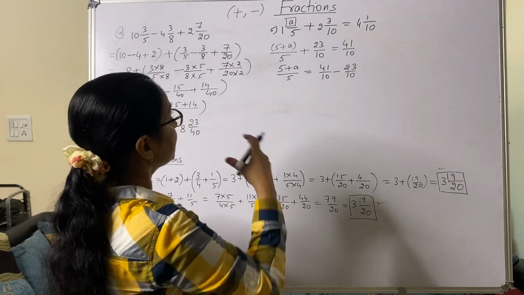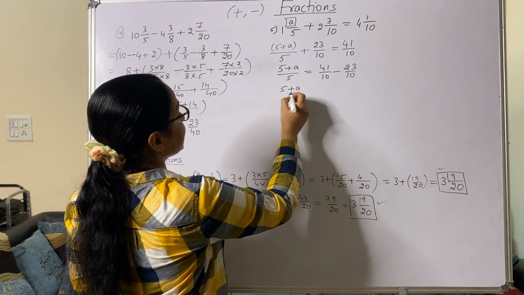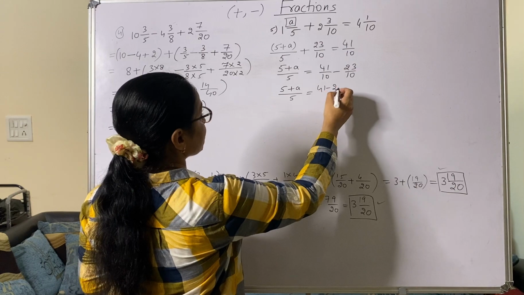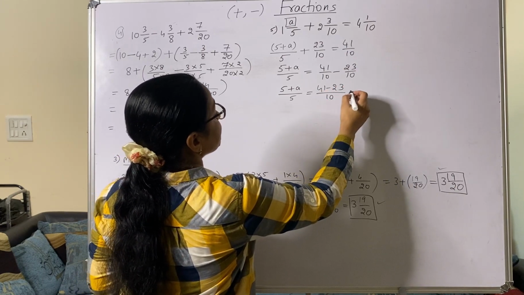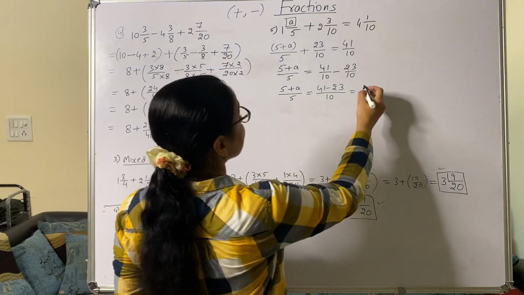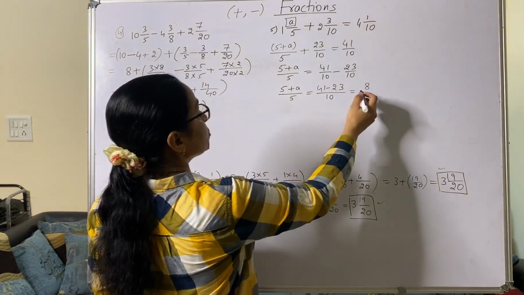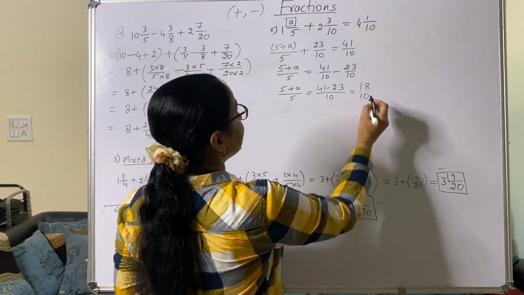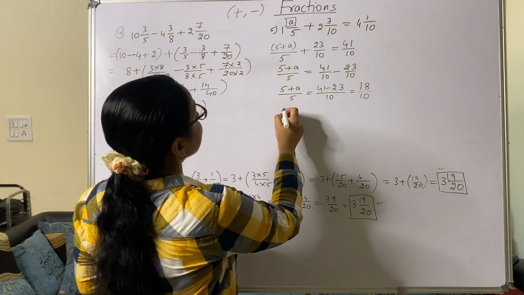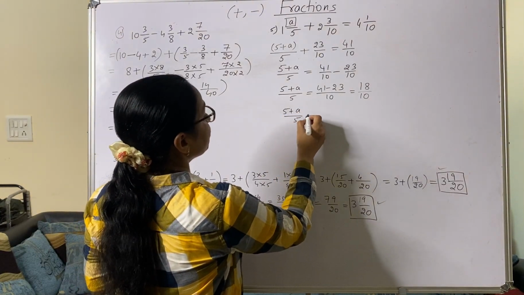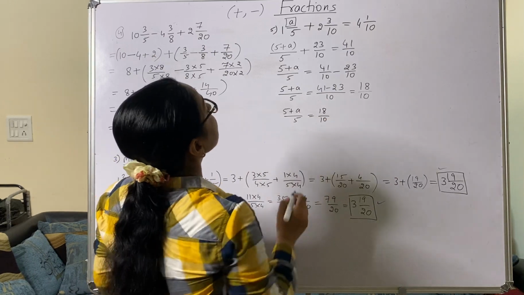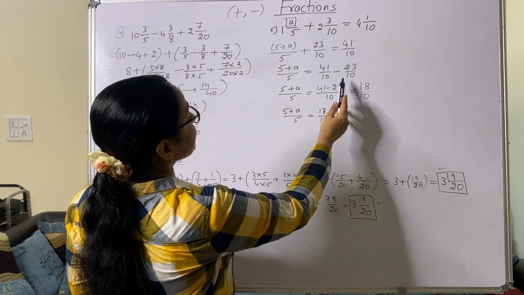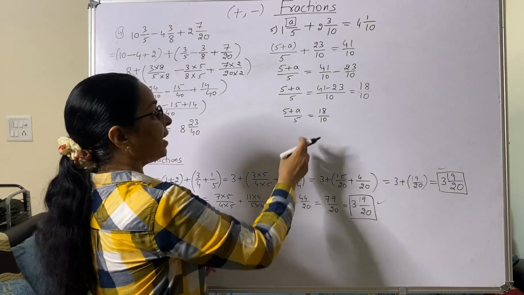Okay, now let's do it. It's 5 plus a by 5. So 41 minus 23 would be what? It should be 11 minus 3 is 8. Okay, and 3 minus 2 is 1. Right, so it should be 18 by 10. So it is 5 plus a over 5 is 18 by 10. Let's just check it. It's 11 minus 3 is 8 and 3 minus 2 is 1. Yeah, fine.